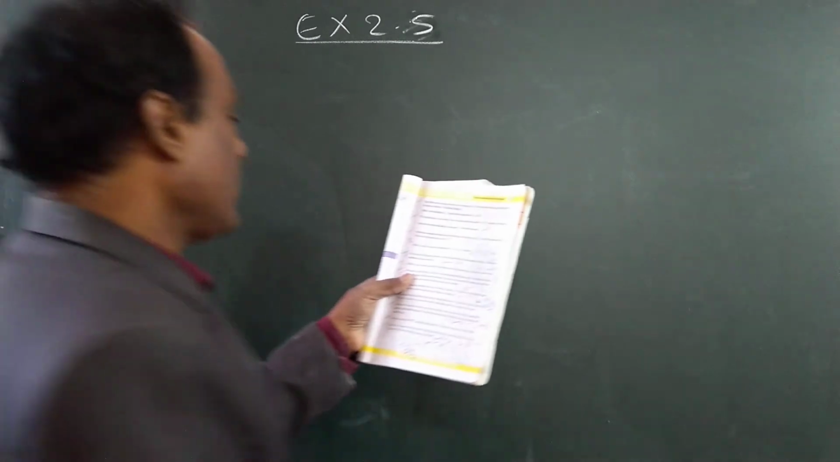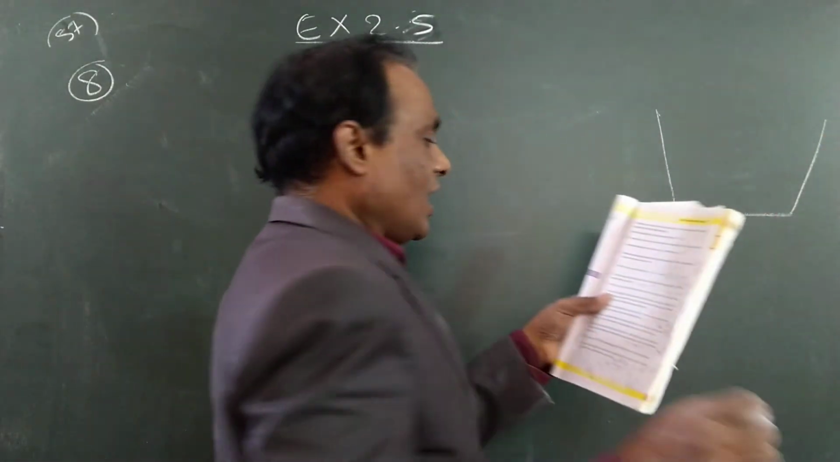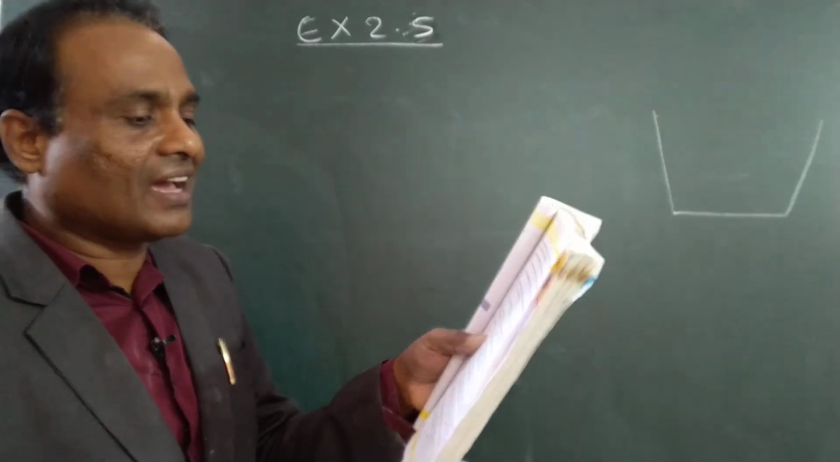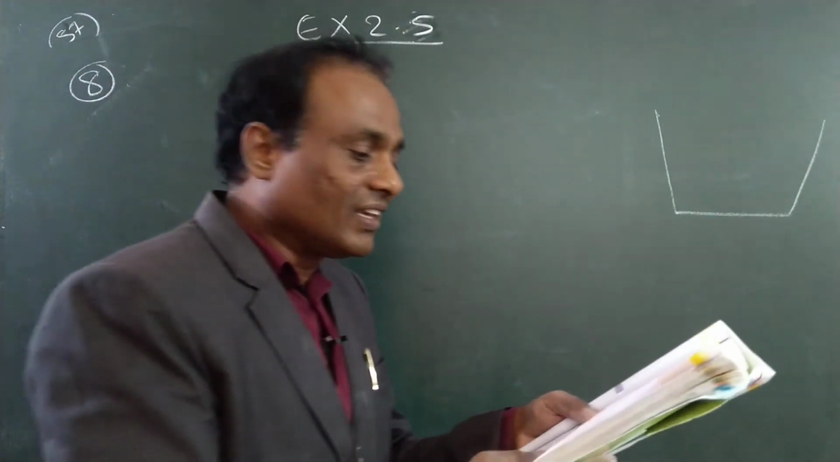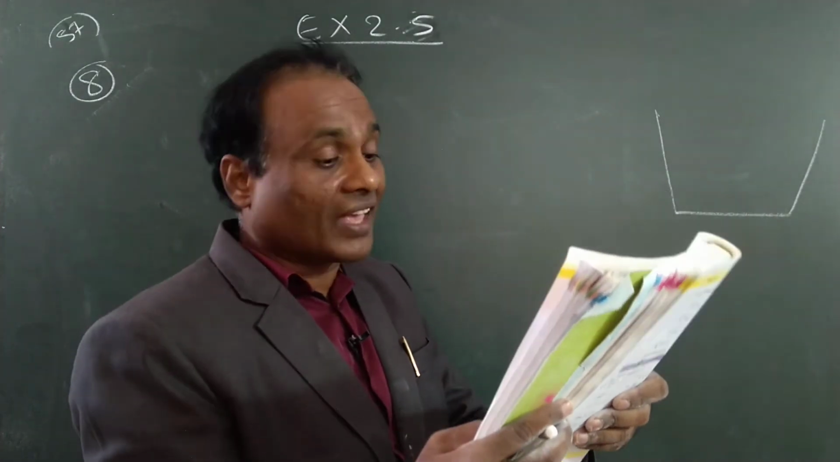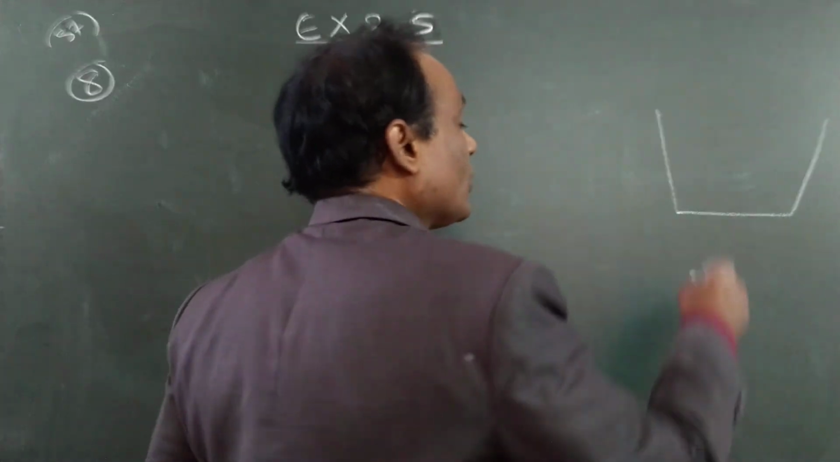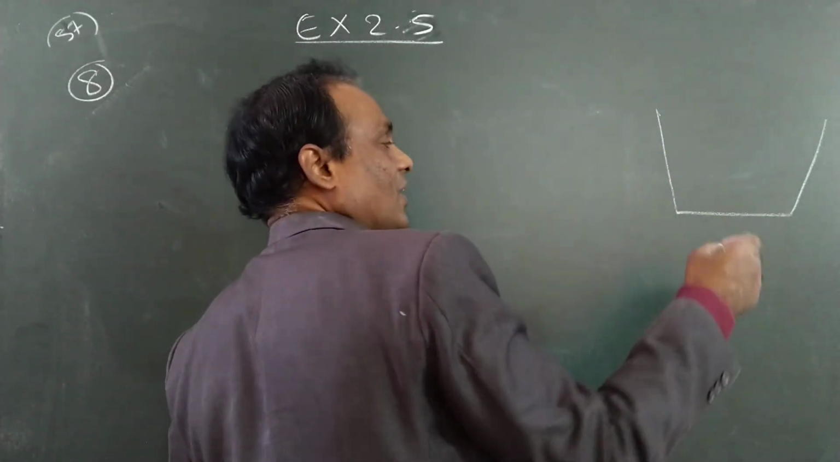Arvind has a kiddie bank. It is full of 1 rupee coins and 50 paise coins. It contains 3 times as many 50 paise coins as 1 rupee coins. So 1 rupee coins are 3 times the 50 paise coins.